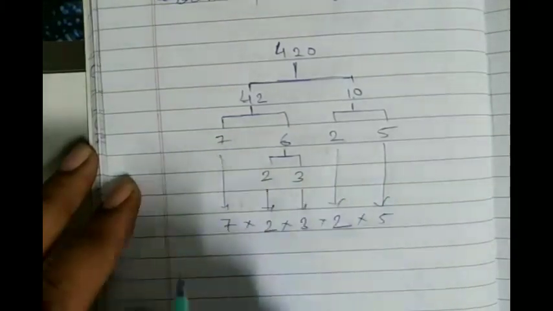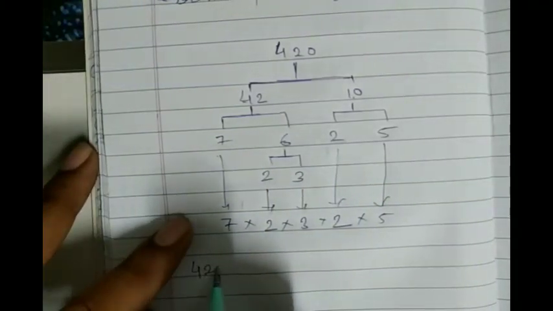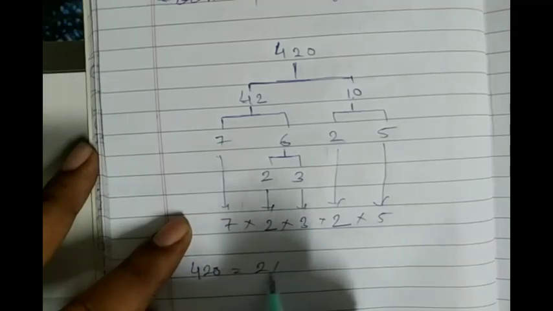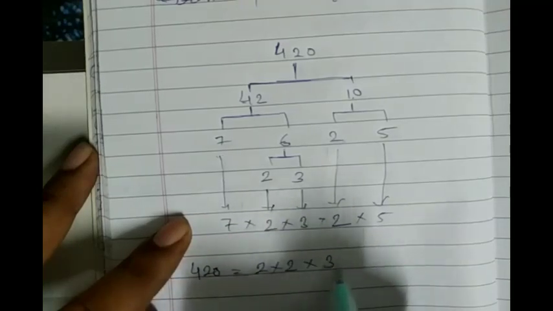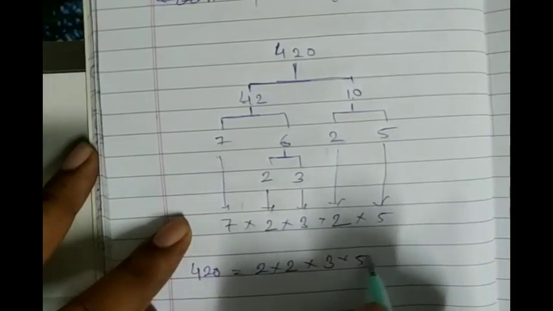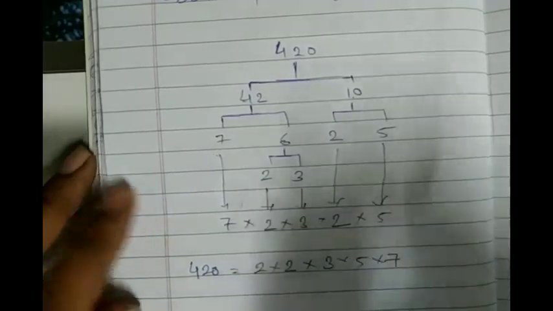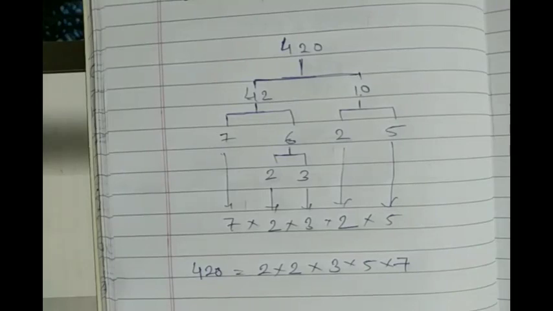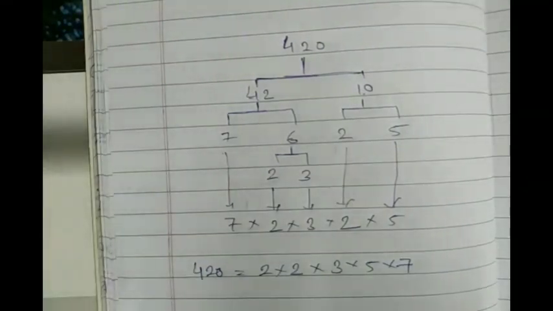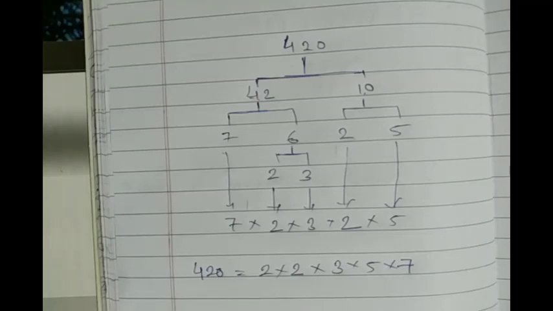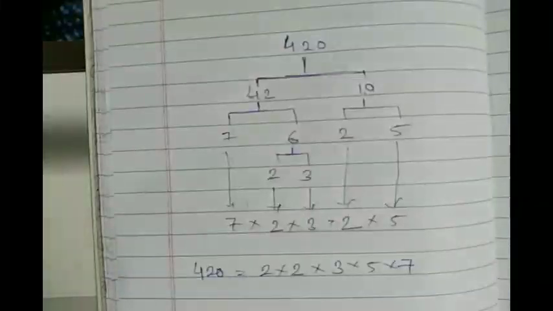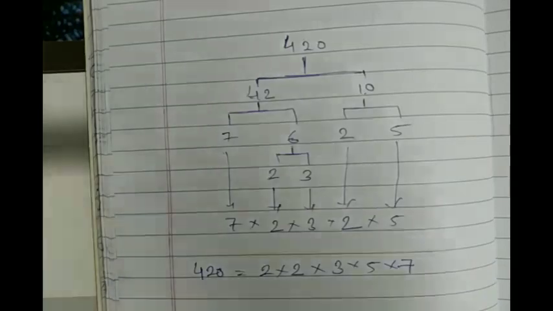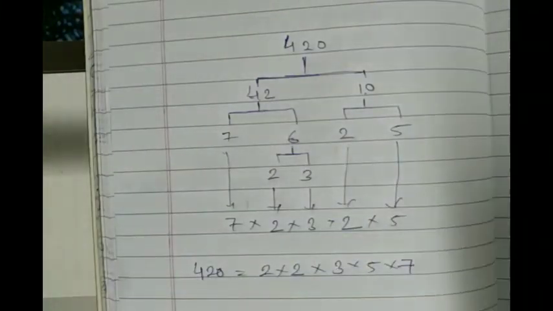Just arrange them in ascending order. So we get 420 equal to 2 multiplied by 2 multiplied by 3 multiplied by 5 multiplied by 7. This method is known as the tree method of finding prime factors of a given number. You can use either method, the tree method or the division method, to find the prime factors of a given number.